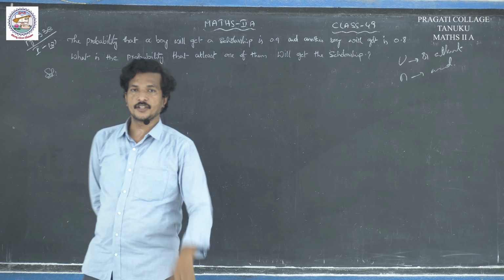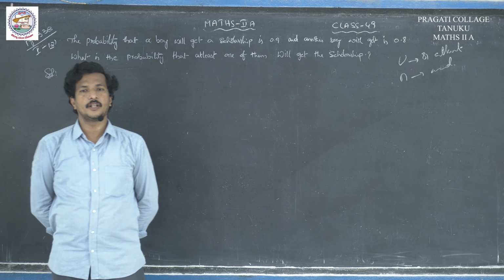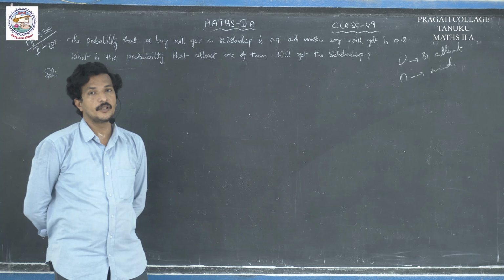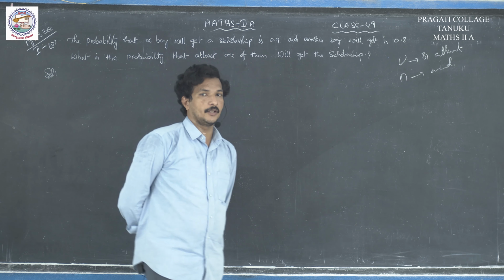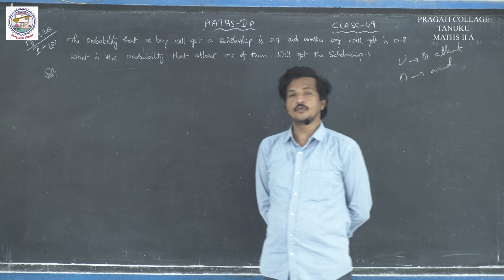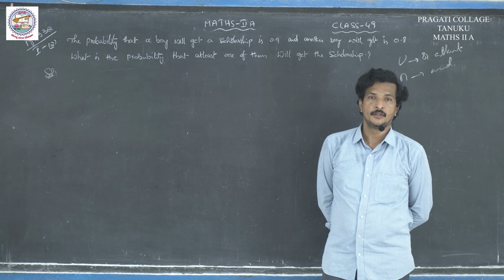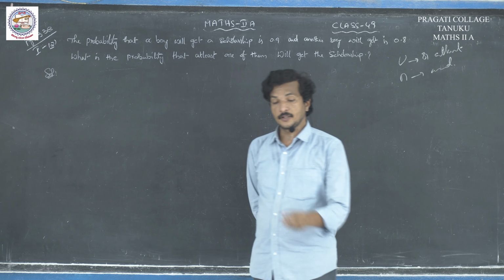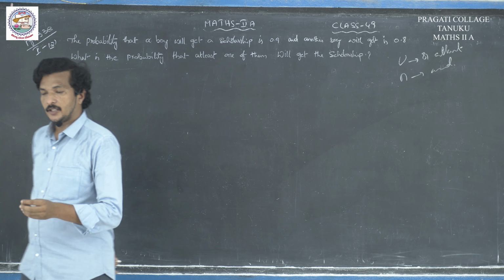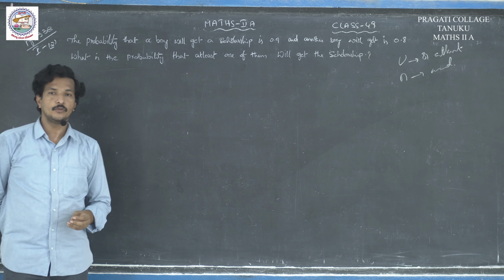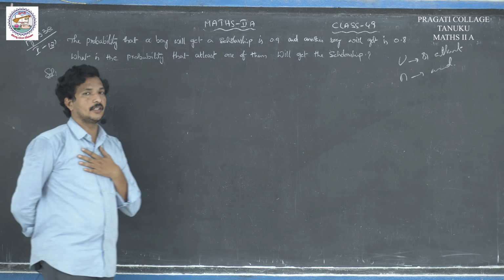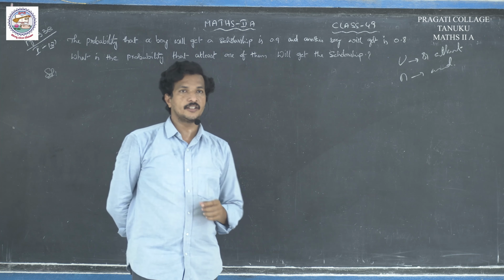Multiplication theorem: P of A intersection B is equal to P of A by B into P of B, which is equal to P of B by A into P of A. If they are independent, P of A intersection B is equal to P of A into P of B. And next, Bayes theorem: P of EK by A is equal to P of A by EK into P of EK, divided by sigma, I running from 1 to n, of P of A by EI into P of EI. It is the Bayes theorem.